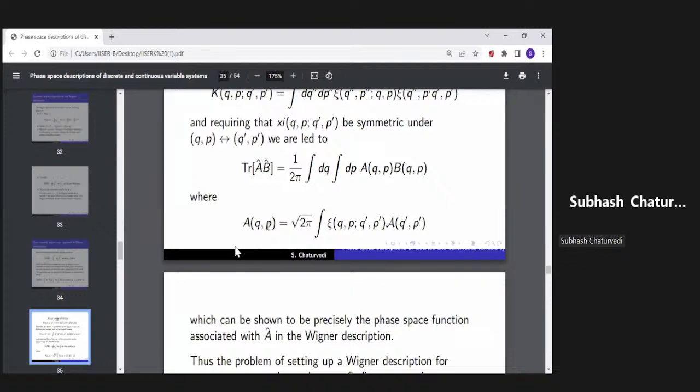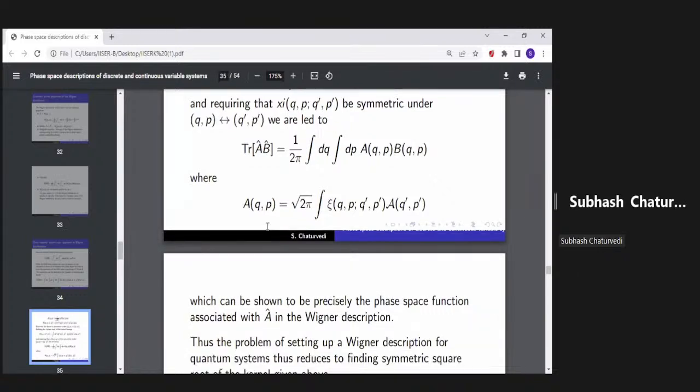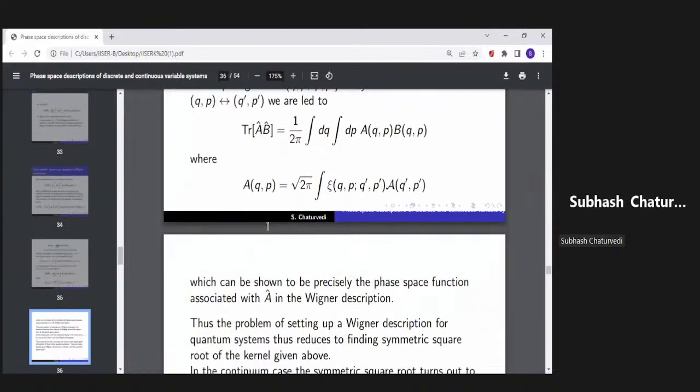So we call it a Dirac-inspired approach, because this is the kind of question which Dirac would have asked by looking at the expression for the trace, to make the right-hand side symmetric under an interchange of A and B like the left-hand side. And in this process, what we are led to is a completely algebraic way of arriving at the Wigner function description.